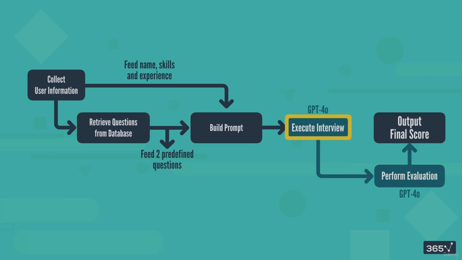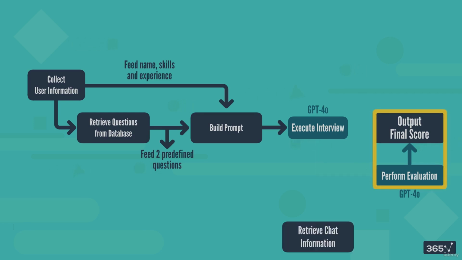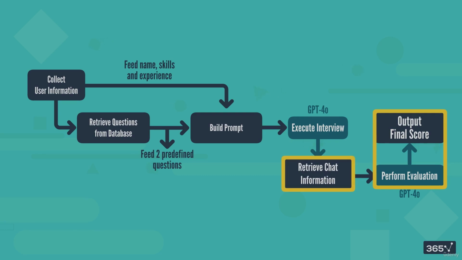Once the prompt is constructed, it's time for the interview execution. Here, we'll employ the GPT-4 model to conduct the interview. The AI will simulate a real-life interview, making the user's experience as authentic and engaging as possible. After the interview wraps up, we enter the final phase, feedback and scoring. We'll capture the entire chat history and use it with another predefined prompt to generate the user's final score. This score reflects their overall performance and offers insights into areas for improvement.